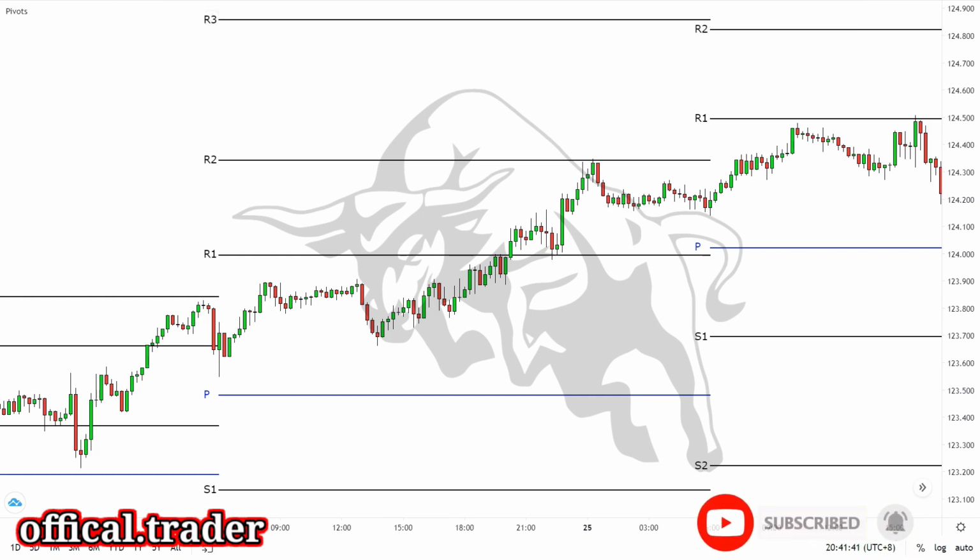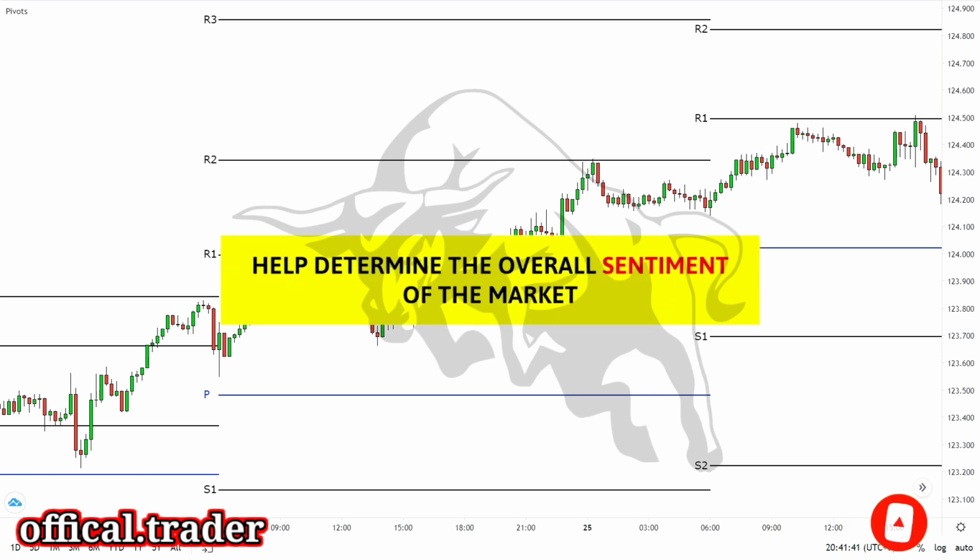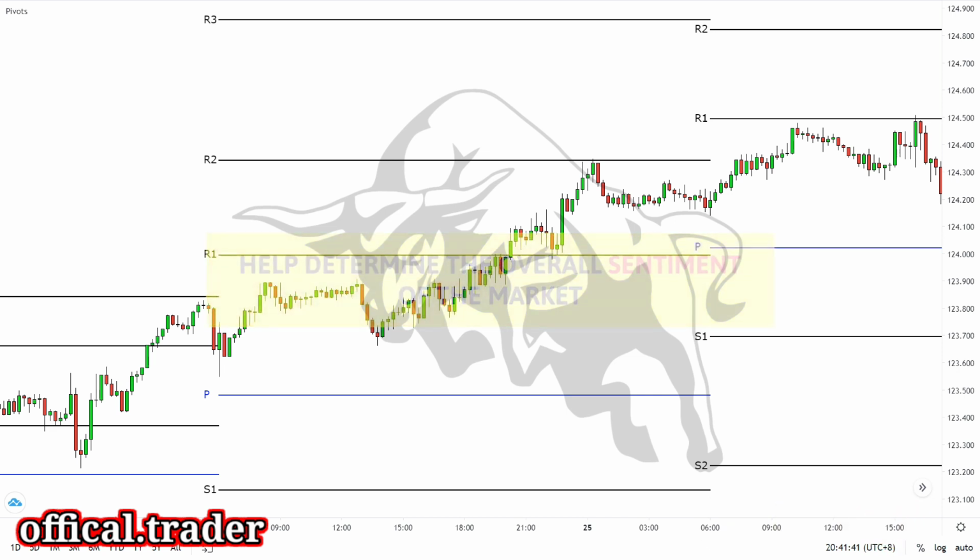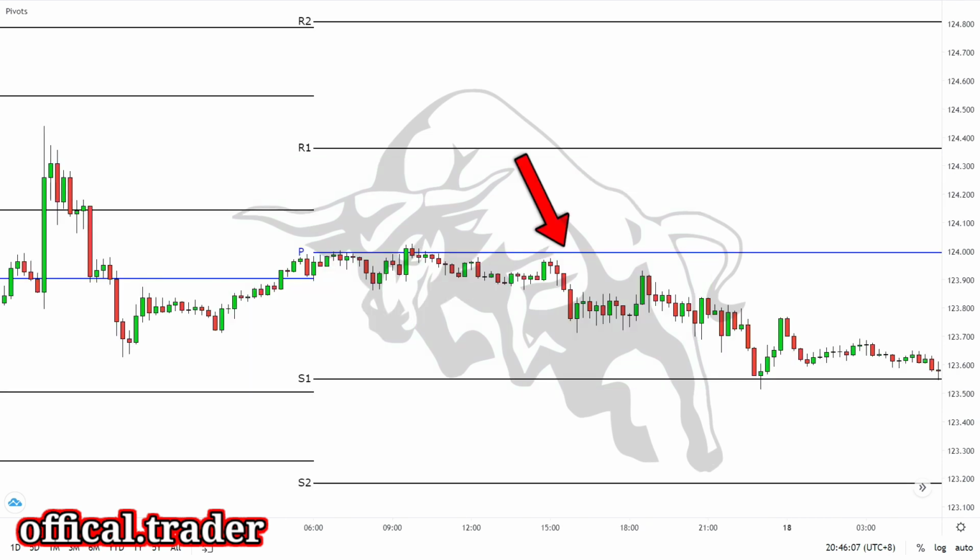The first way that we can use them is to help determine the overall sentiment of the market. When price is trading above the middle pivot and remaining above it, then it's generally said that there is a bullish sentiment in the market, so we would be on the lookout for buy trades. When price is trading below the middle pivot on the other hand, and remaining below it, then it's generally said that there is a bearish sentiment in the market, so we would be on the lookout for sell trades.